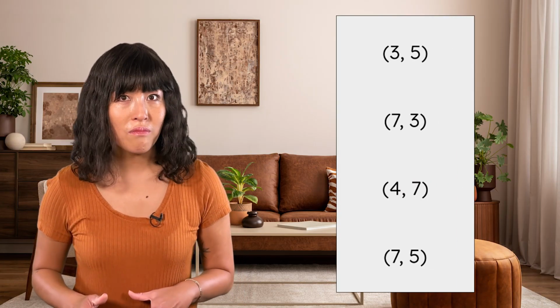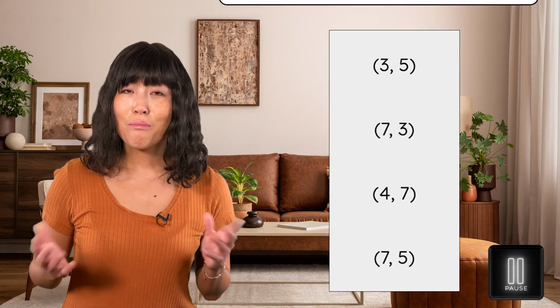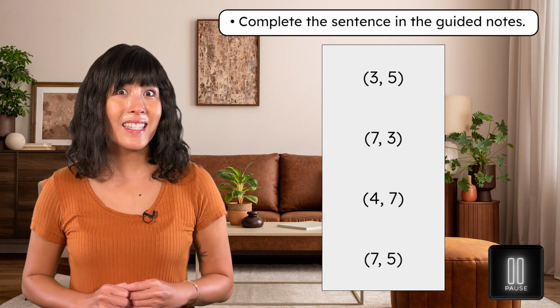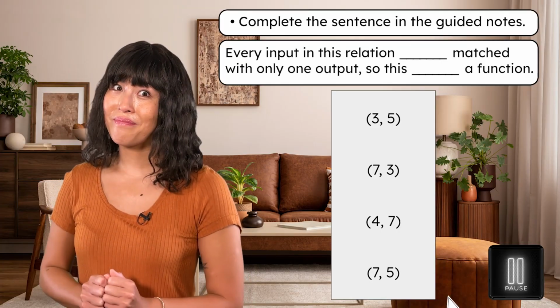Let's move on to a set of coordinate pairs. On a table, a coordinate pair appears as input, paired with its corresponding output. On a graph, that same coordinate pair appears as a point. All representations of this same coordinate pair, regardless of how they are represented, show this same relationship. Do you think these coordinate pairs represent a function? Pause the video and complete the sentence in the guided notes, predicting whether this is a function or not.